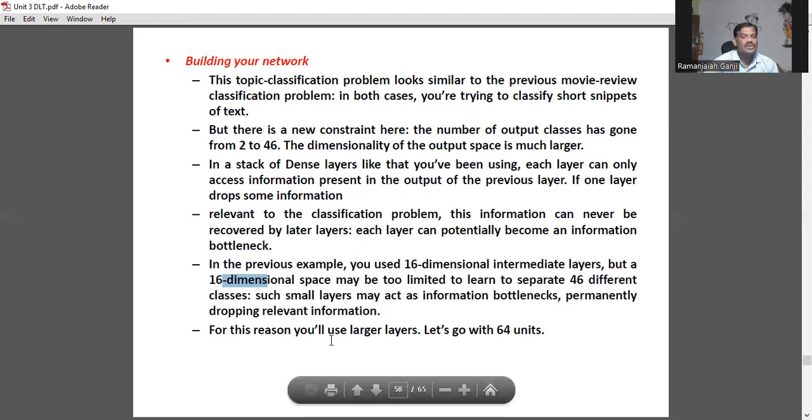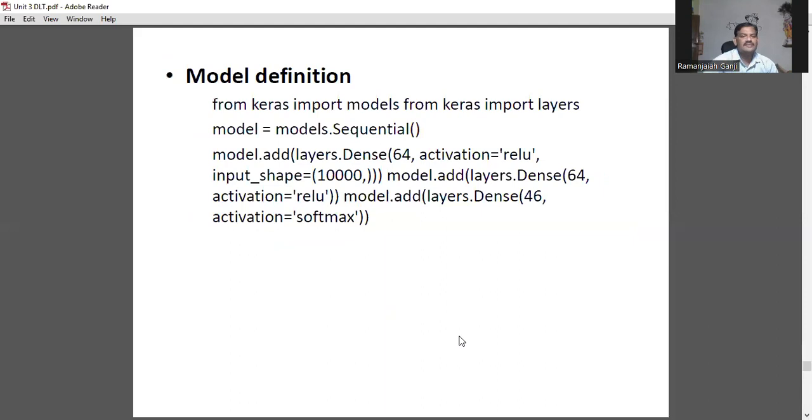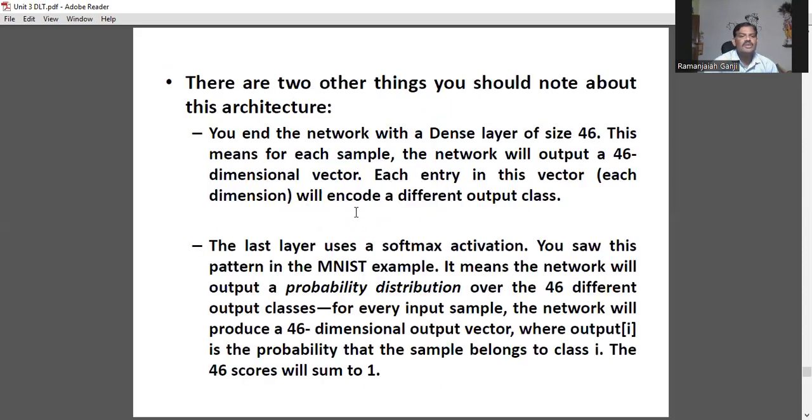For this reason, you will use larger layers. Let us go for 64 units. See here, Dense of 64 with activation ReLU.